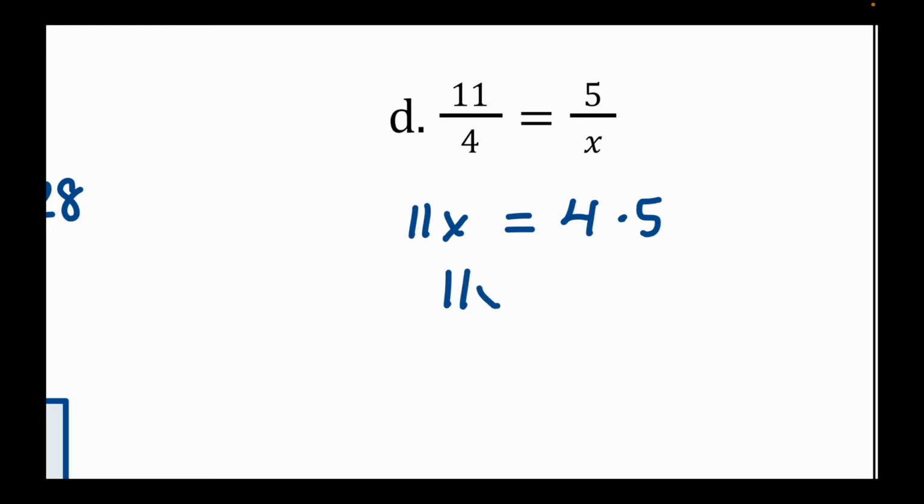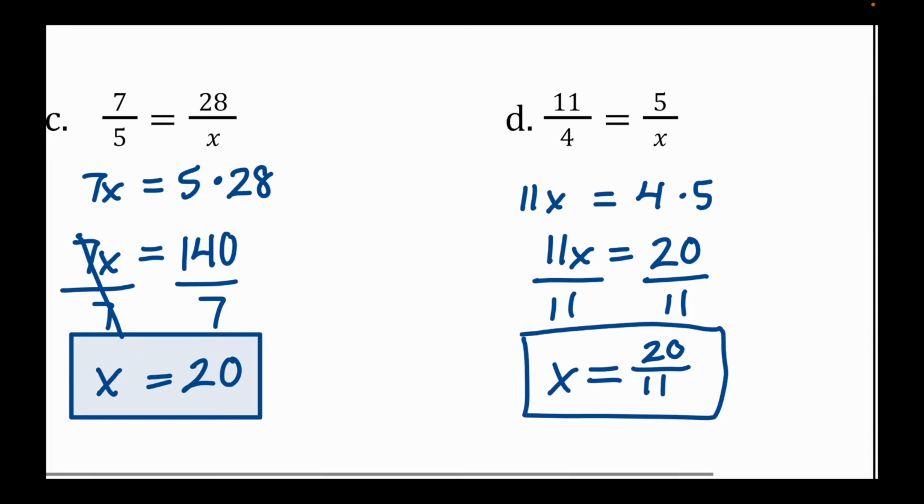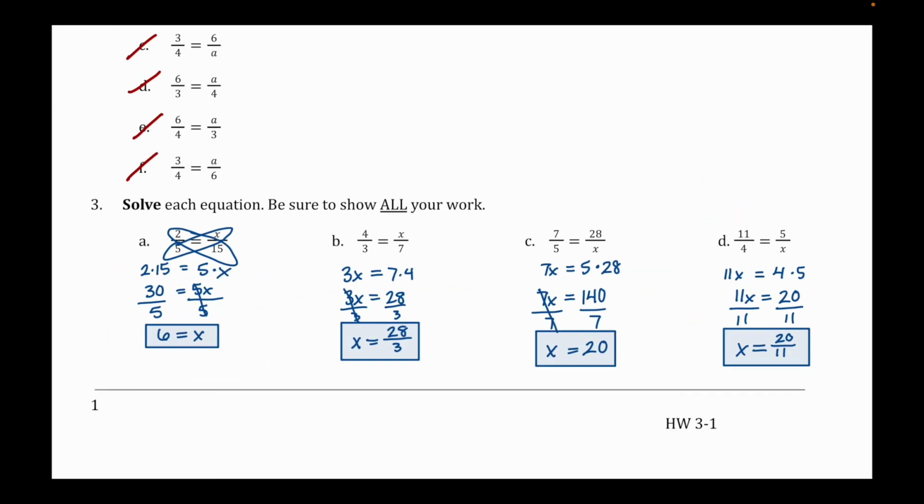So 11x is equal to 20, and we need to divide both sides by 11. And this is not going to reduce, we are just going to leave it as 20 over 11. Again, it's an improper fraction, but it is an appropriate answer. So those are our 4 answers for this question.